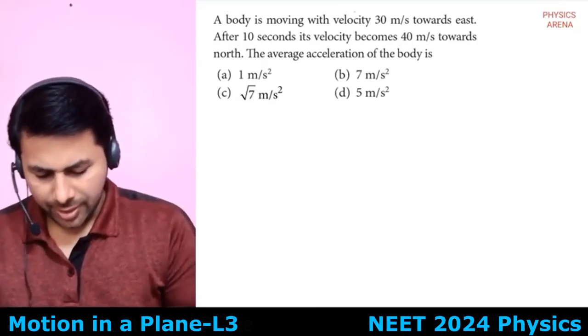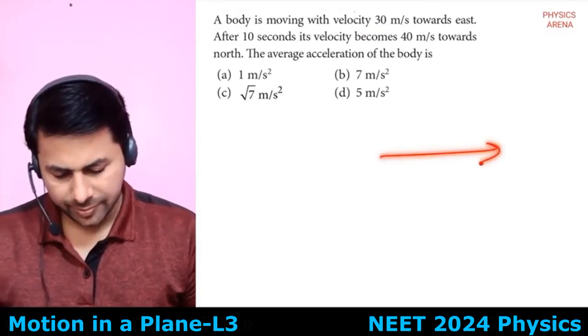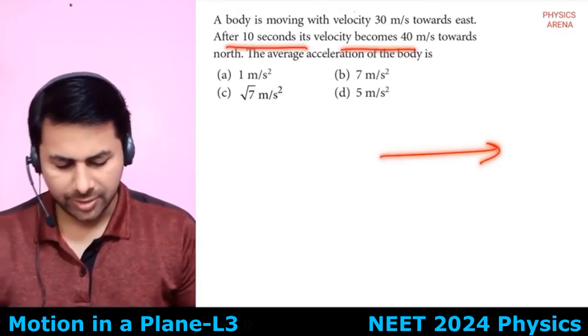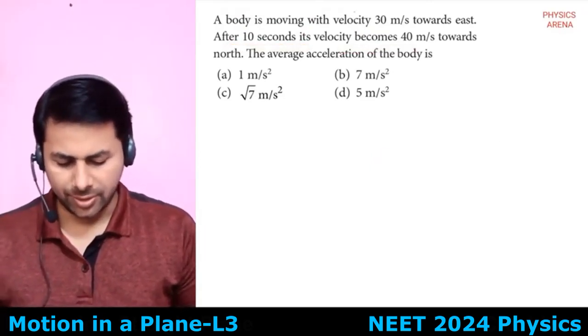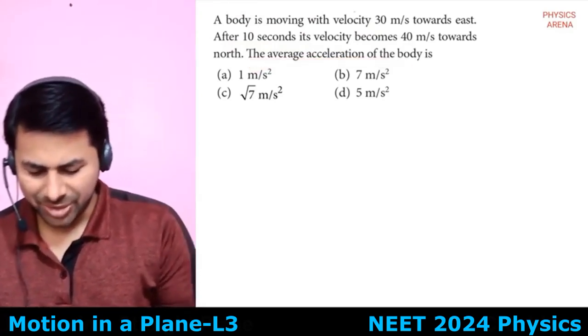All right. Next question. A body is moving with velocity 30 meters per second towards east. After 10 seconds, its velocity becomes 40 meters per second towards north. The average acceleration of the body is. Tell me, what should we do?